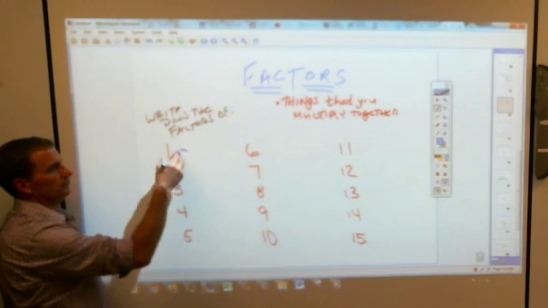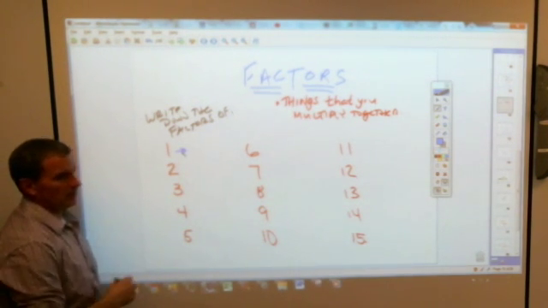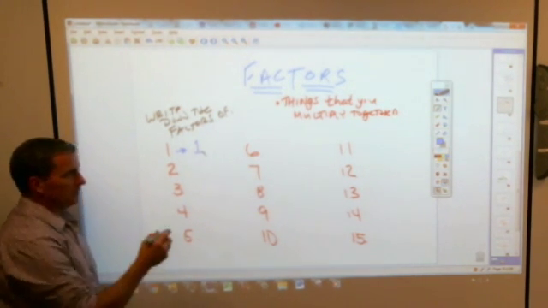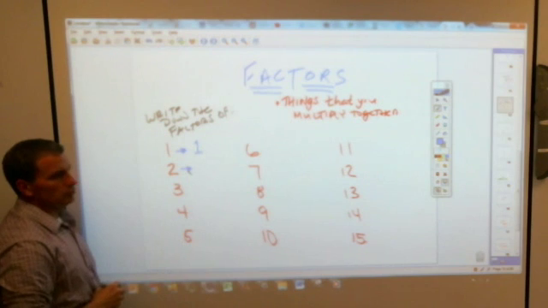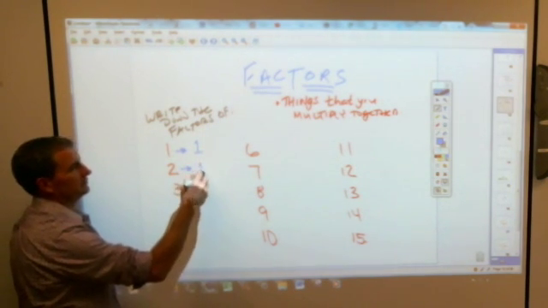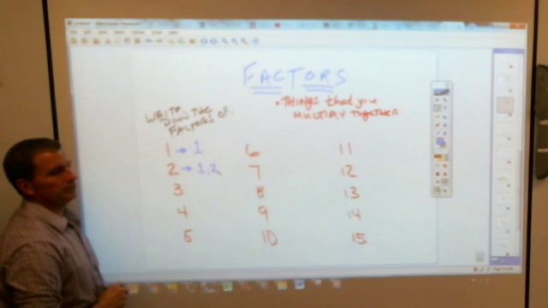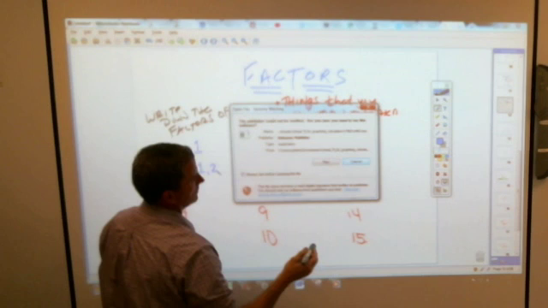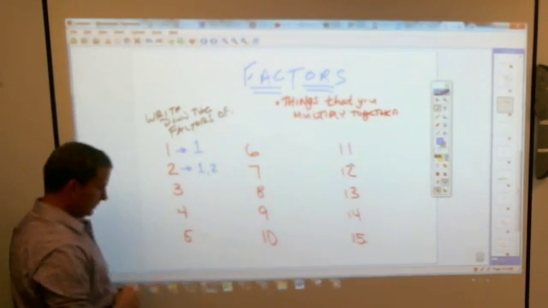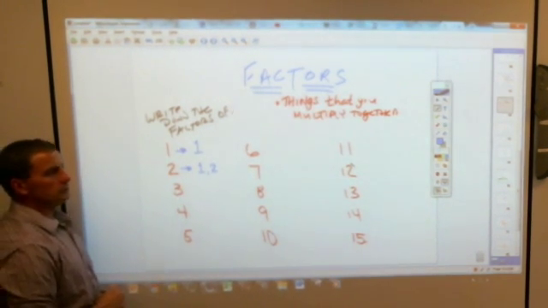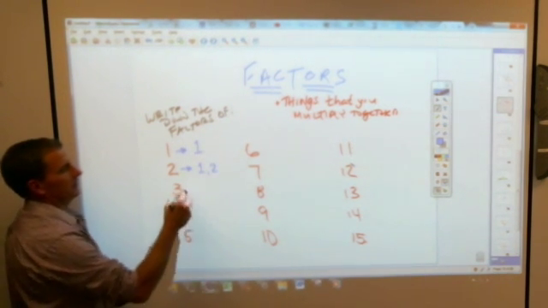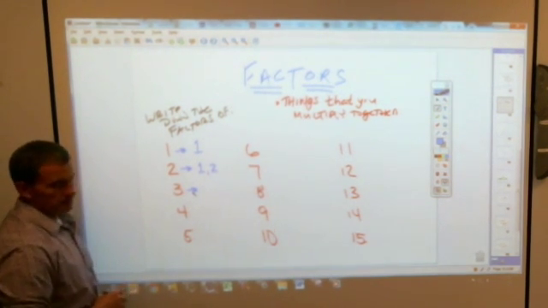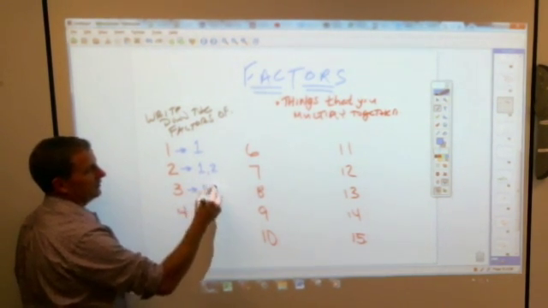Now, the number 1 is a beautiful number because there's only one thing that you can multiply together to get 1, and that is 1. 1 has one and only one factor. What can you multiply together to get 2, Charlie? 1 and 2. 1 times 2 is the only way to get 2. So 2 has 2 factors. Another number, 3. What times what gives you 3? Sam? 1 and 3.